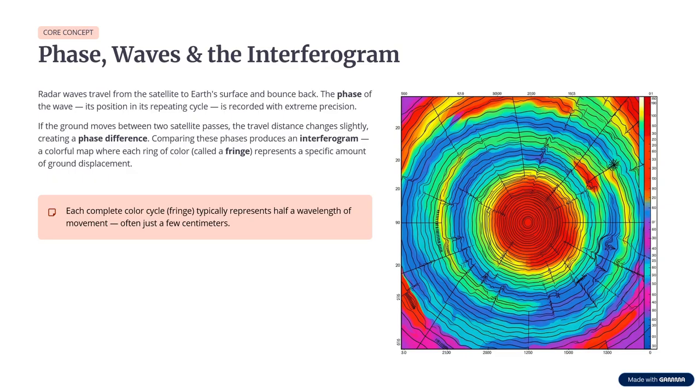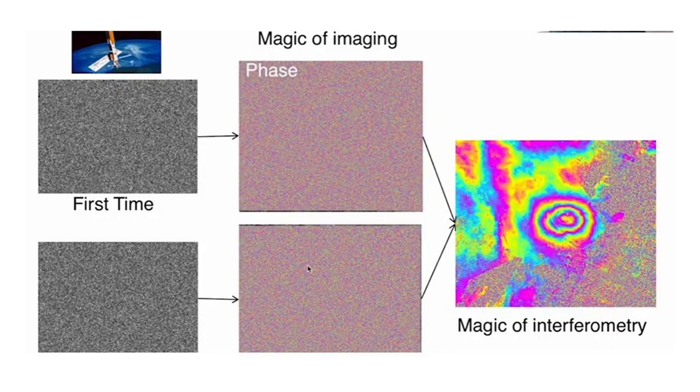Now, let's understand the most important concept of InSAR. It's basically the phase. Now, think of radar waves like ripples in water. The satellite sends these waves to the earth and they bounce back. If the ground hasn't moved, the waves return almost exactly the same. But if the ground shifts even slightly, the waves travel a different distance before returning. This tiny difference is called the phase difference. When scientists compare the phase from the two images, they create an interferogram.